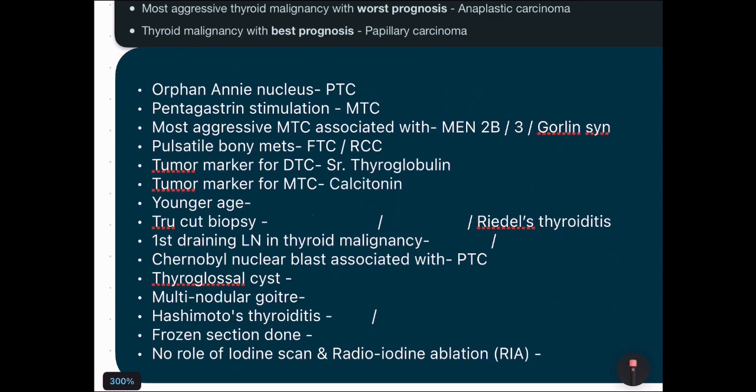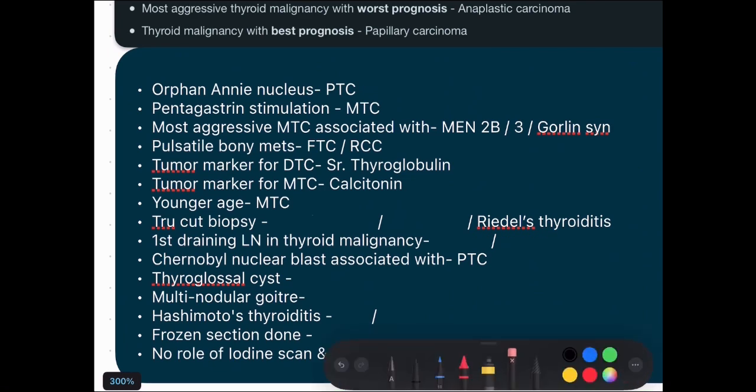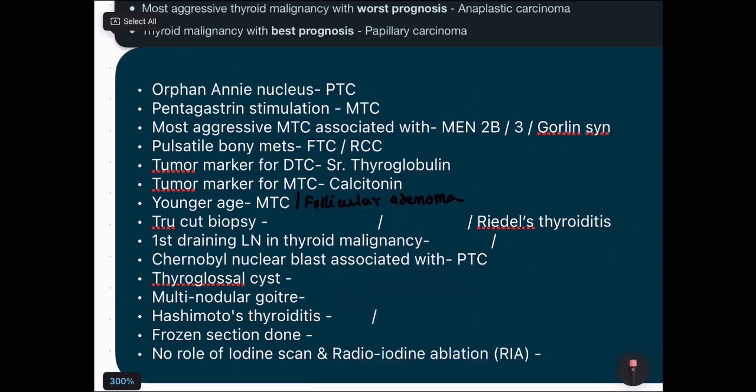Good. Which thyroid cancer occurs at a younger age? Please remember it is the familial variant of medullary thyroid carcinoma. Also follicular adenoma is another condition. Next, TrueCut biopsy is done in, I told you TrueCut biopsy is done in anaplastic thyroid carcinoma, as well as it is done in case of thyroid lymphoma and Riedel's thyroiditis.